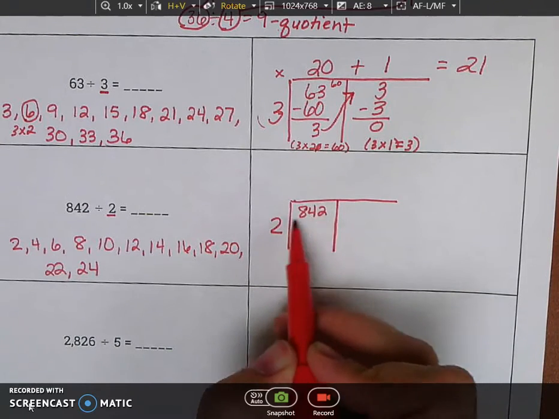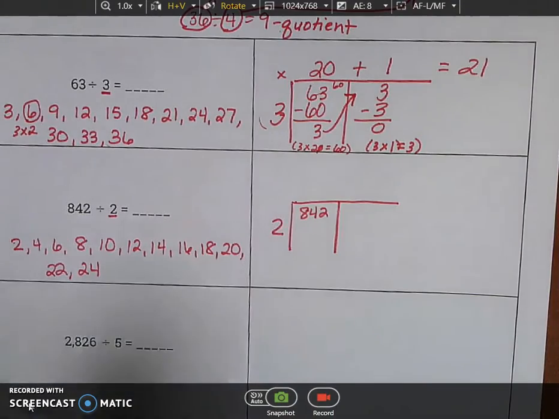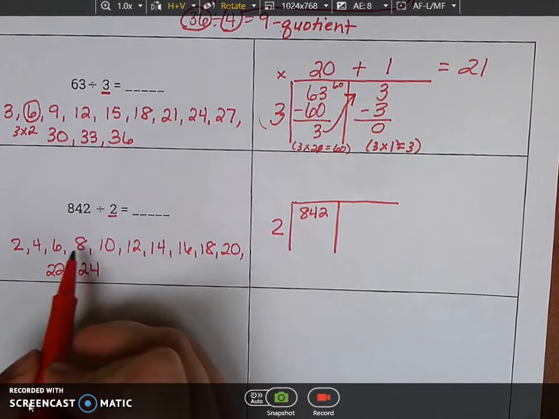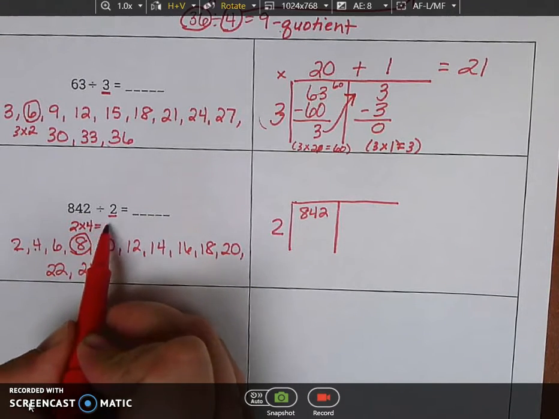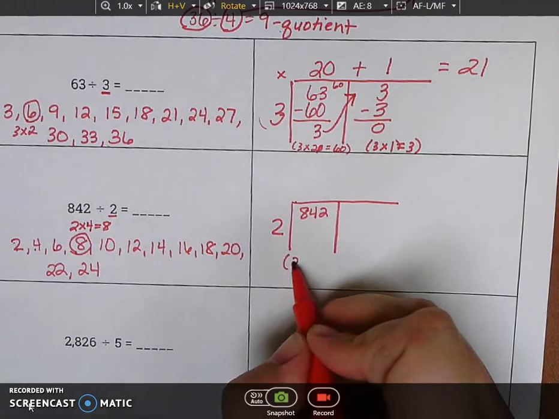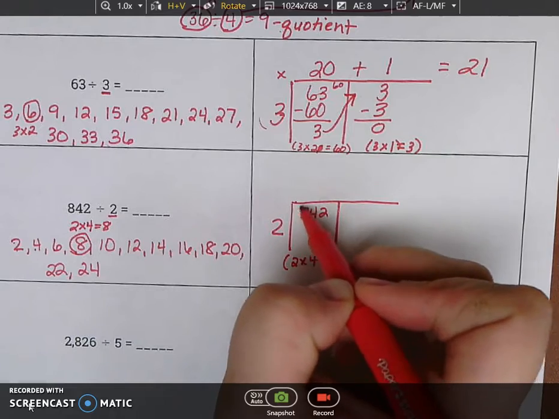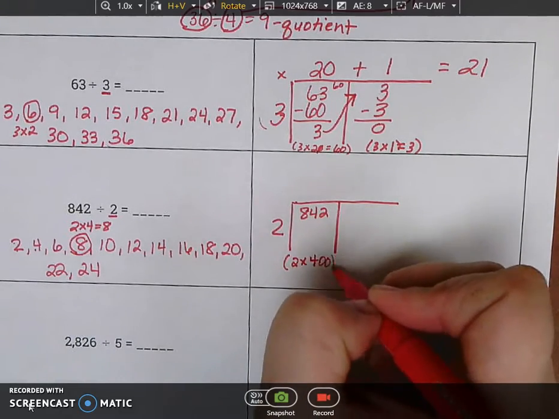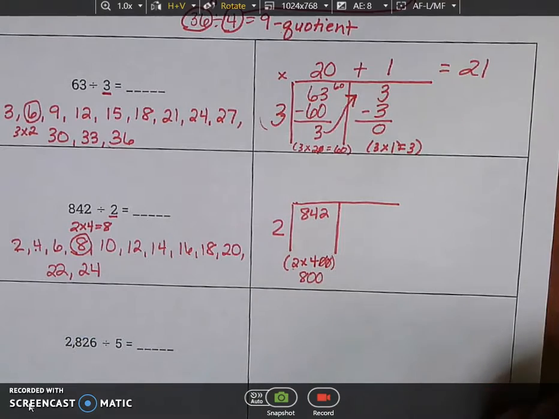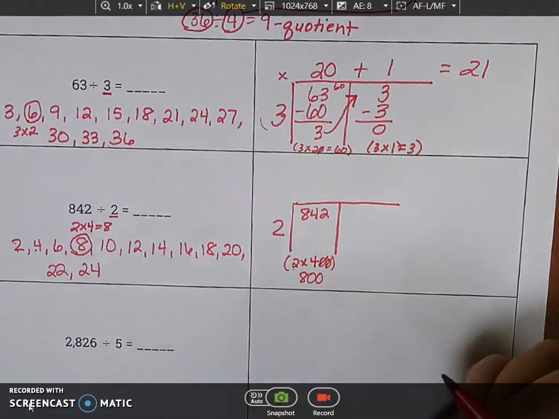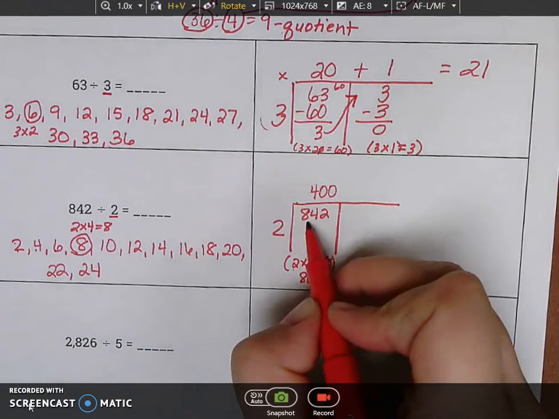So to make it simpler, I'm just going to think, how many times can 2 fit into 8? If I come to my multiples, well, that can fit in exactly 4 times. 2 times 4 is 8. But I don't want just 2 times 4 because the 8 is in the hundreds place. So I want to do 2 times 400. And if you remember, cancel off those zeros. 2 times 4 is 8. Add those zeros back on. So that equals 800. That's what we want. So 2 times 400 is 800.